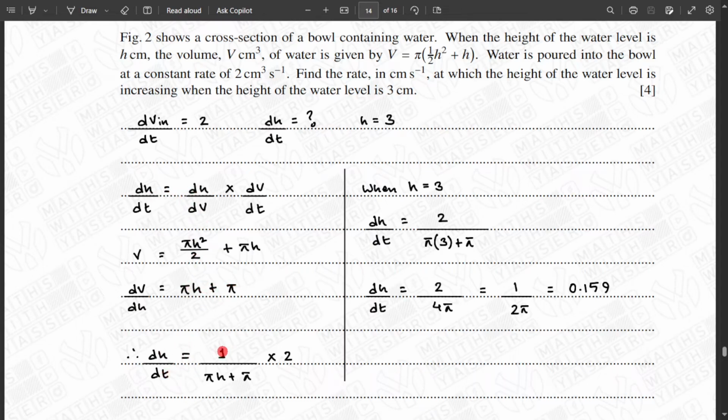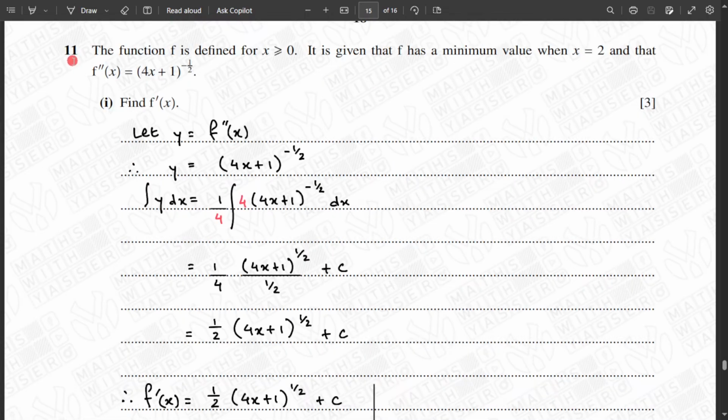Now we can substitute this value into this equation. So dh by dt will be equal to 1 over (pi h plus pi) times 2, which is the volume rate in. The reason we took the reciprocal of this equation is that we found dV by dh, but we require dh by dV. So now when h is equal to 3, dh by dt should be equal to 2 over (pi times 3 plus pi). That gives us 2 over 4 pi, or 1 over 2 pi, which is 0.159.